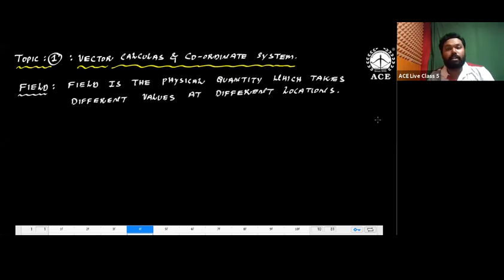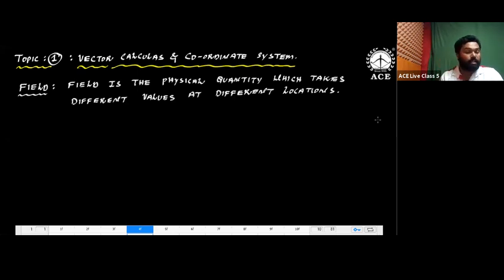A field is a physical quantity which takes different values at different locations. What does that mean? Let us take the temperature. How do you convey the temperature in general? You will convey the temperature in the average sense: 22 degrees, 24 degrees, 30 degrees, isn't it?